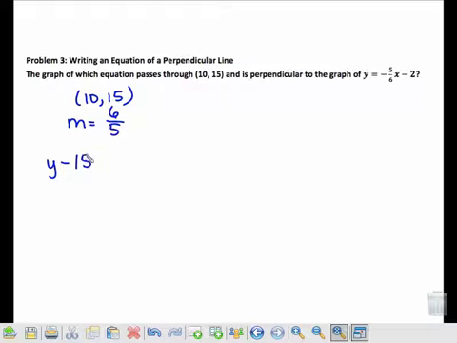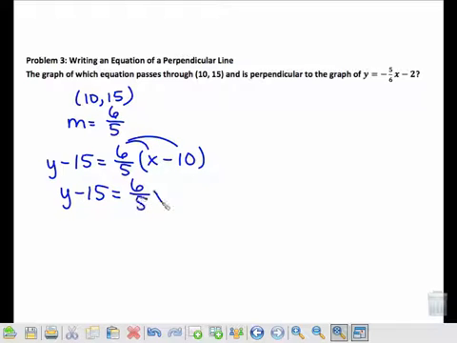So I do y minus 15 equals 6/5 times (x minus 10). Very good. So what's my first step here? I'm going to distribute first. So y minus 15 equals, what is 10 times 6/5? 60 over 5, and 60 divided by 5 is? 12.